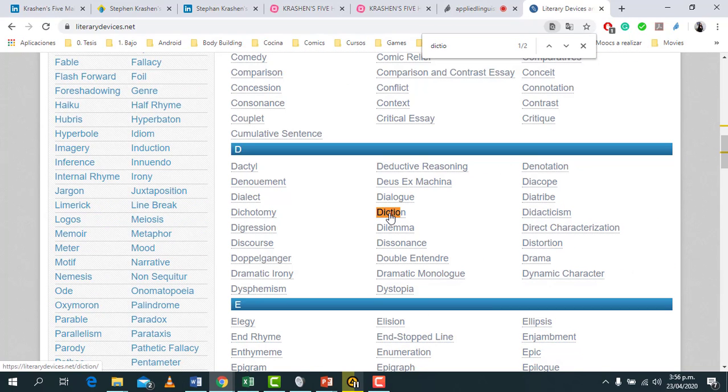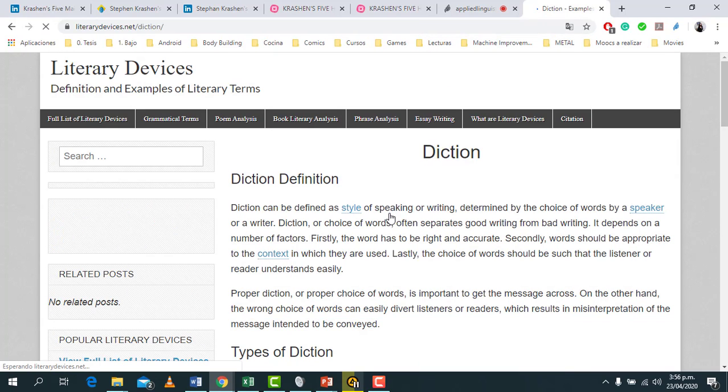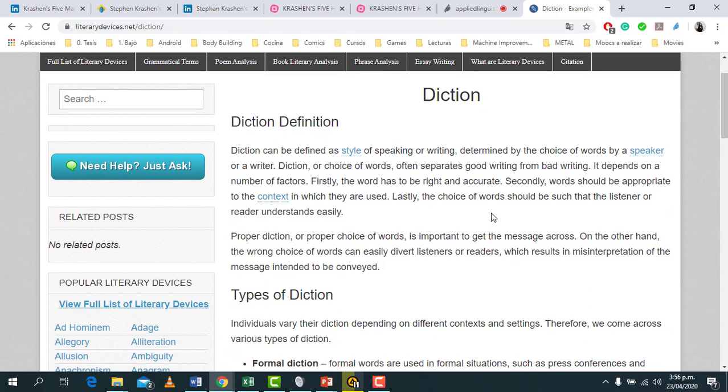Diction. Okay, diction is going to be the way or the words chosen from the speaker or the author, right? So the kind of language you're going to use, for example, if it's going to be scientific or pedagogic or if it's going to be colloquial, right?